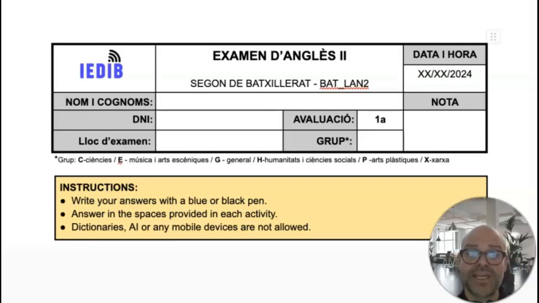First, remember you have to take a black or blue pen with you because you can only use those kinds of colors to answer the exam. The second instruction is that you have to answer only in the spaces provided in the exam, and you cannot use any extra paper. And the last instruction is that you cannot use any kind of dictionary or artificial intelligence or mobile device. Not even smartwatches are allowed in the exam. So you have to basically use your own words. You have to show what you know, basically.